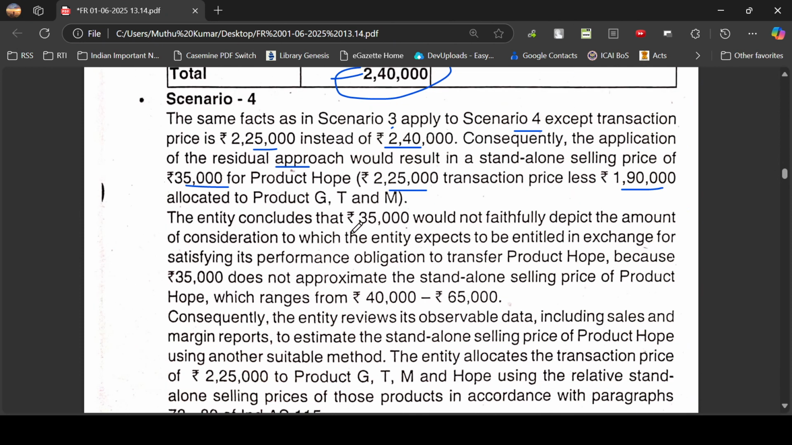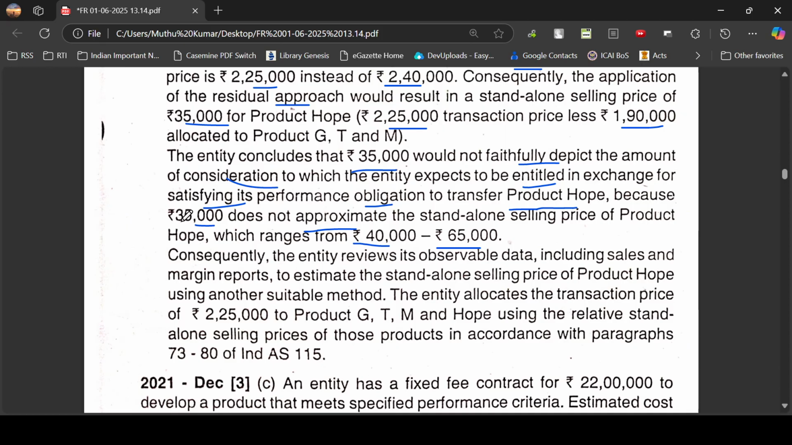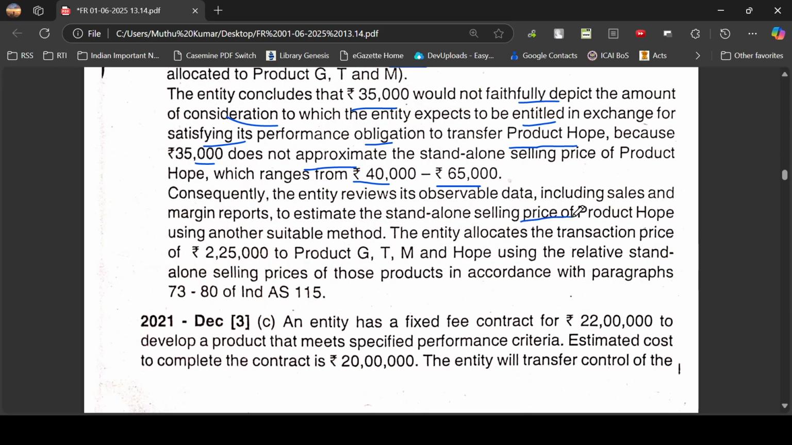The entity concludes that 35,000 could not faithfully depict the amount of consideration to which the entity expects to be entitled in exchange for satisfying the performance obligation to transfer the product Hope, because 35,000 does not approximate the standalone selling price of the product. That is, the price should range from 40,000 to 60,000. So 35,000 is not right for the product. Consequently, the entity reviews the observable data, including sales and margin profit, to estimate the standalone selling price of product Hope using another suitable method.